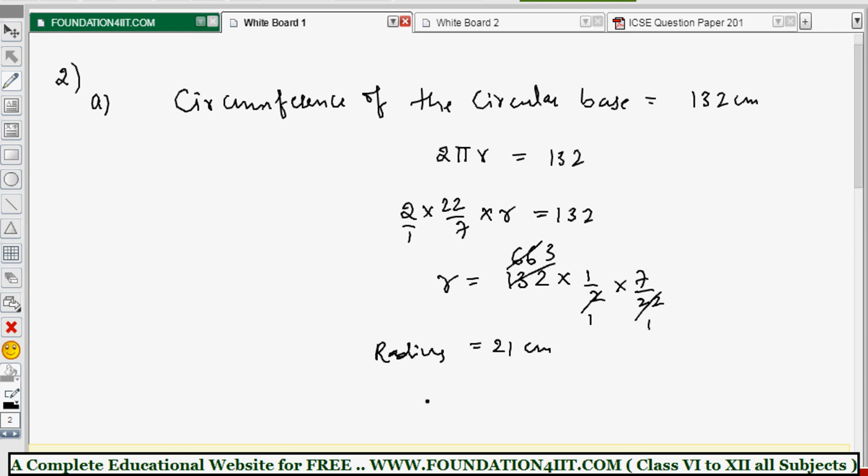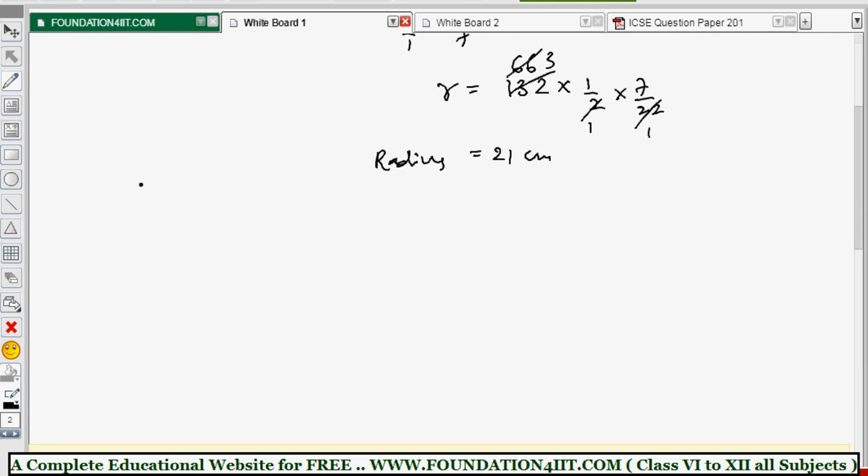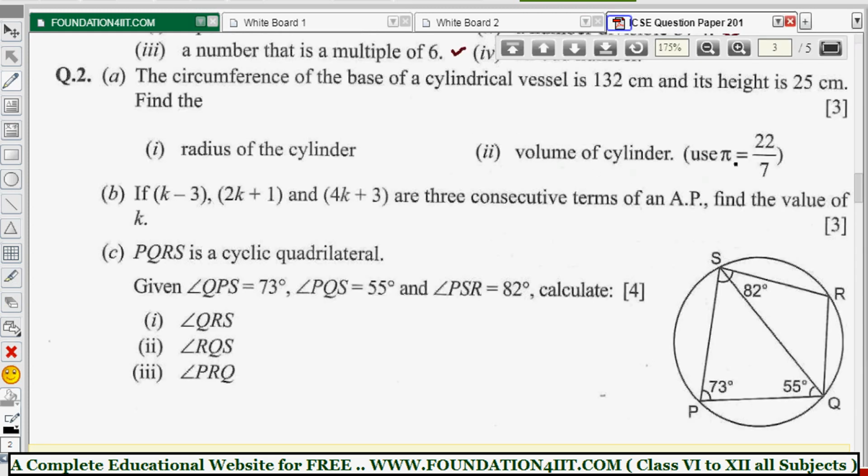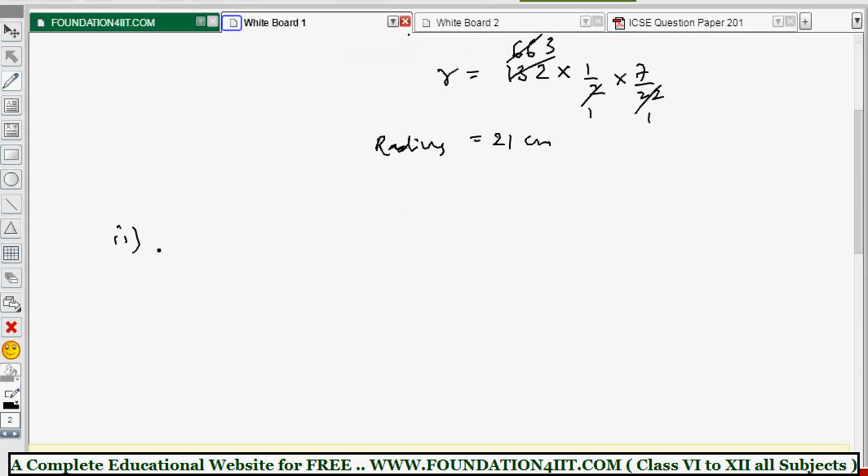And we need to find the volume. That was the first part, and the second is the volume. Once you know the radius, you can find the volume. The question is the volume of the cylinder. Use pi as 22 by 7; if they mention it, you can take 22 by 7 itself. So apply the volume of cylinder formula, that is pi r square h, right?